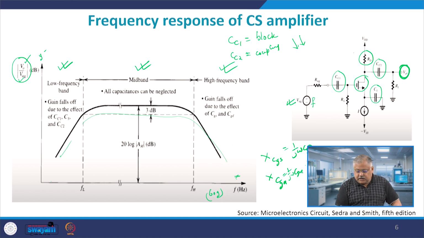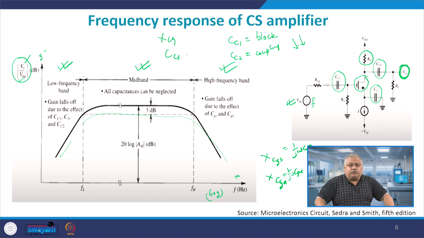This will be CGD, this will be CGS. Now, as the frequency goes on increasing, the value of your XCG and XCS both go on decreasing, correct. As they decrease, CGS and CGD go on decreasing, and the gain starts to fall down, because basically what happens is this capacitor starts to short, and as a result the gain starts to fall, which you see here.